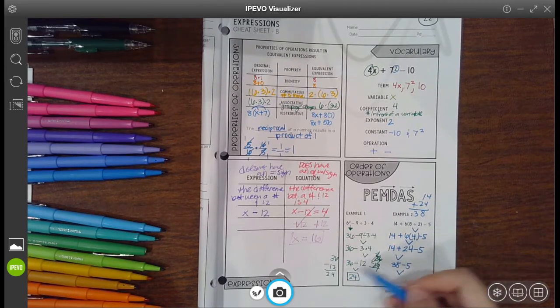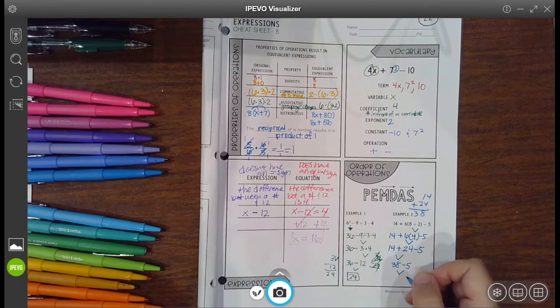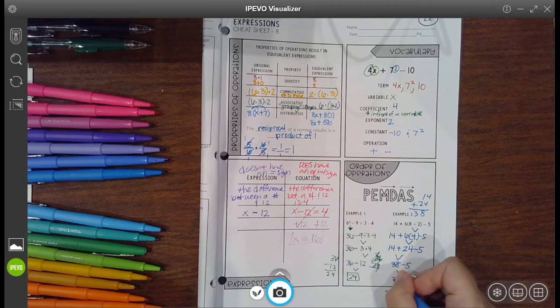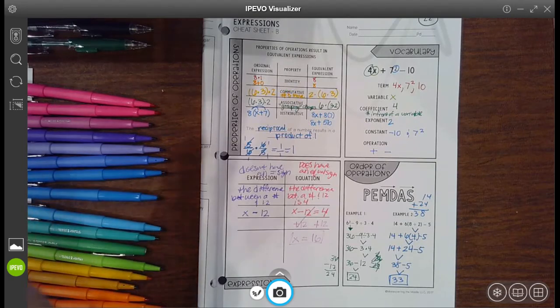Don't rush like I did last time. Don't get cocky. Do it slow. Slow and steady wins the race. It's not a race, right? So take your time. Go slow so you don't make mistakes. 38 minus 5 is 33. And there you go. All right. Congratulations, my little mathematicians. You have now just reviewed all of expressions.